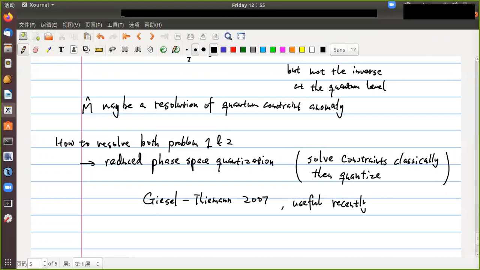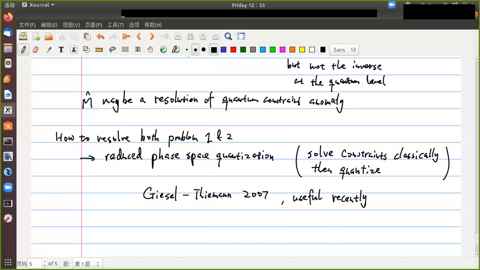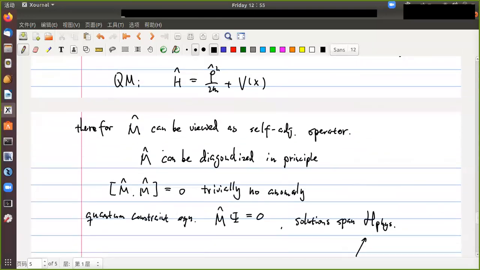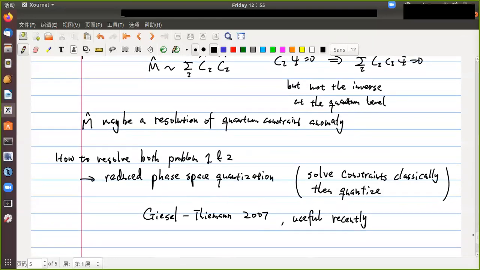By the way, when I say solving those constraints classically and then quantizing, it seems that you are not really quantizing constraints. You may wonder, well, you spent a lot of time in the last few lectures learning how to quantize the Hamiltonian constraint and the diffeomorphism constraint, and in the end you find it problematic, and it seems you are wasting your time. But the answer is no, you are not wasting your time.